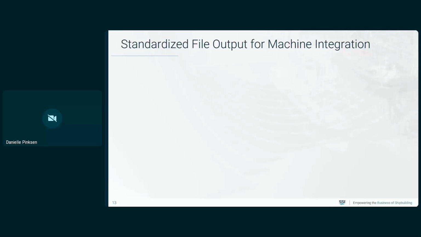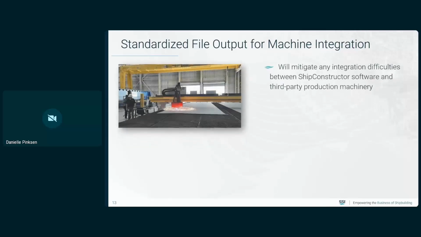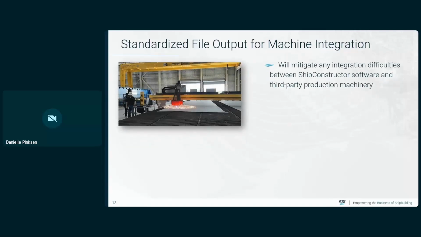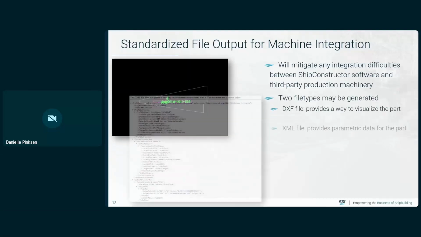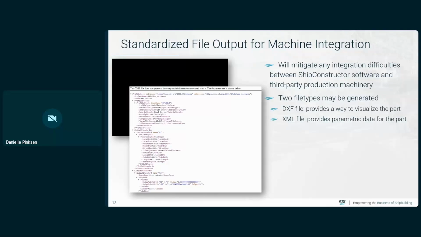Standardized file output for machine integration. This one's also pretty neat. This all happens within Publisher LT operations, super simple. I'm going to provide a little bit of a demo on this one. The purpose of this feature is to mitigate any integration difficulties between ShipConstructor software and third-party production machinery. There are 2 file types that may be generated: DXF files, which provide a way to visualize the part, and XML files, which provide parametric data for the part.